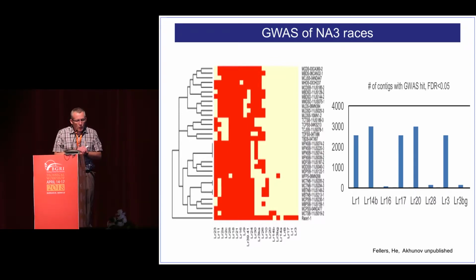So what the graph on your right is showing is the number of contigs, and there are 15,000 contigs, where they find a SNP associated, and the first bar is with Lr1 or Lr14B. The ones I'm really interested in are the really short bars, so Lr16, 28, and 3BG. Now for Lr16, when I looked at the data, there were actually 41 SNPs there. So there's still a lot of data there.